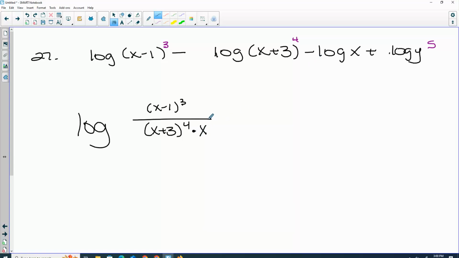Several people asked me if it was okay. They had times x. I put the x in front. It doesn't matter as long as we have x on the bottom. And what about this y? Where would it go? Top. It's adding. Anything that's positive is on the top. So you could give me your answer like that.